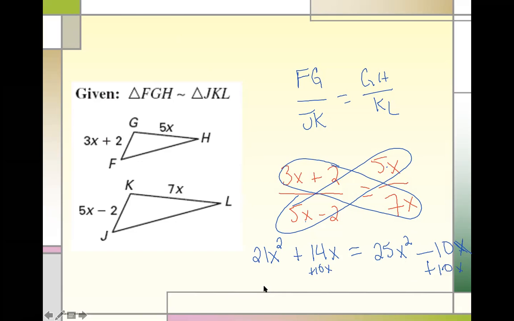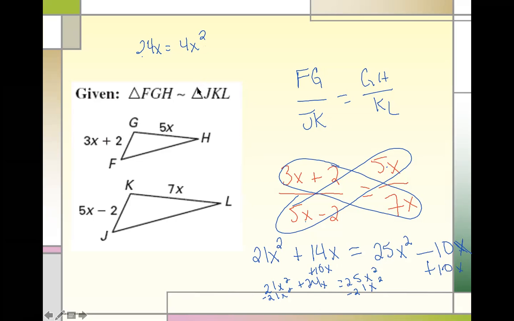To give me 21x squared plus 24x is equal to 25x squared. And then I'm going to subtract the 21x squared from both sides because I would like to simplify and keep everything nice and even. So I'm going to end up with 24x is equal to 4x squared. All right.